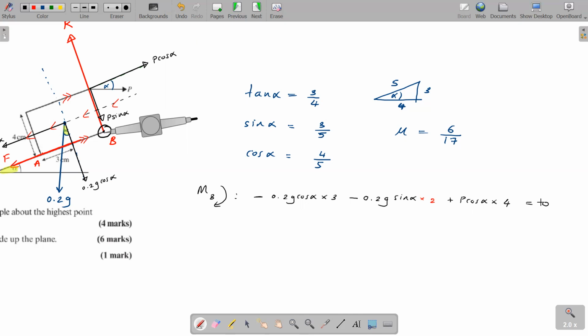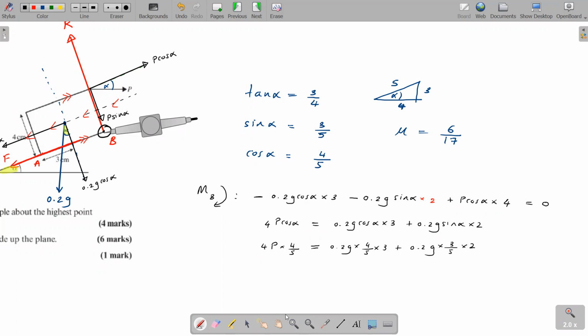All right, guys. So now it's just a matter of making P the subject. So 4 P cos alpha equals the minus terms. I'll take them to the other side: minus 0.2 G cos alpha into 3 plus 0.2 G sine alpha into 2. You can substitute the values, right? Cos alpha, we have the values here. 4 P cos alpha, 4 over 5, equals 0.2 G cos alpha, 4 over 5, into 3 plus 0.2 G sine alpha, 3 over 5, into 2.